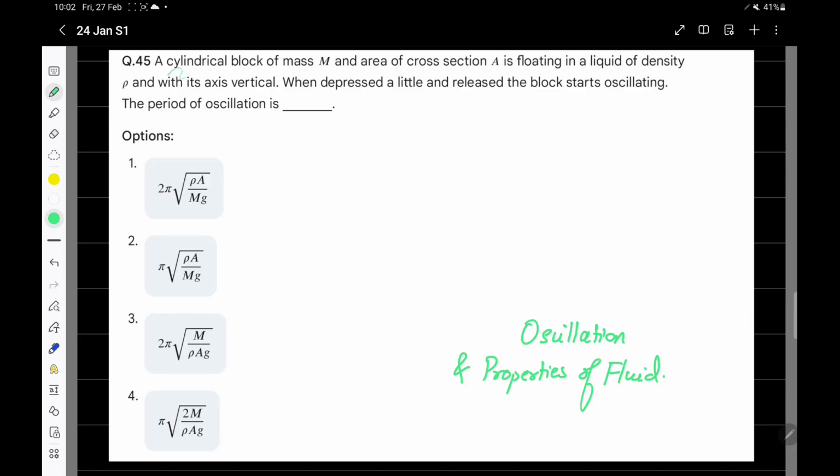The question says, a cylindrical block of mass capital M and area capital A is floating in a liquid of density rho with its axis vertical. When depressed a little and released, the block starts oscillating. The period of oscillation is.